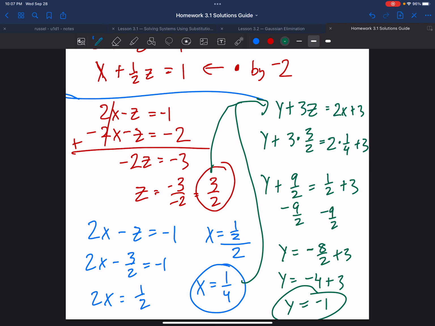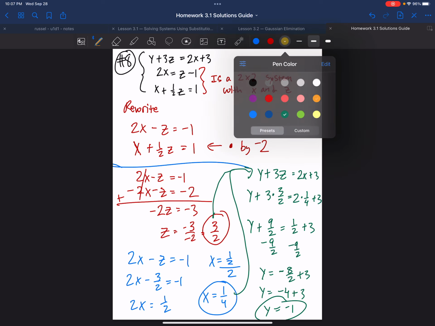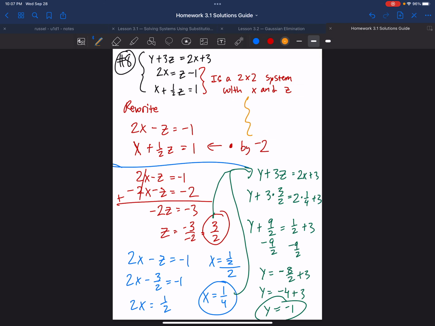And that is correct. Those are the answers. So in this case, you can just write it as an ordered triplet. X is 1/4, y is negative 1, and z is 3 halves. Now, were the answers a tad bit ugly on this one? Yes, they were. But they're not the worst fractions, okay? They're really not. And you've got to get comfortable with dealing with those. You have to. They're not going to go away. Okay, so that's 8. Let's move on.